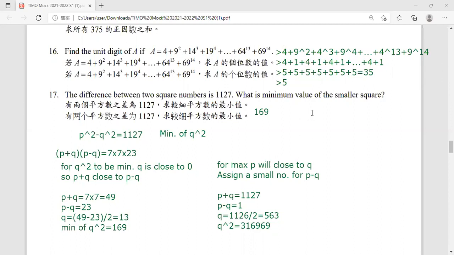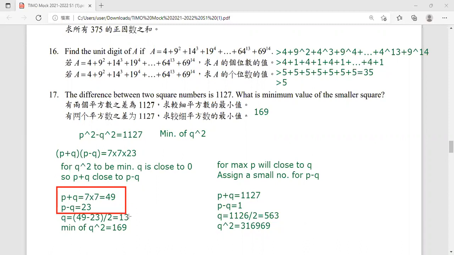Still fine. Okay. Now I go back to 17. Someone asked me why Q is equal to 13. Actually, you just solve these two equations again. Solve these two equations. How can I find Q?